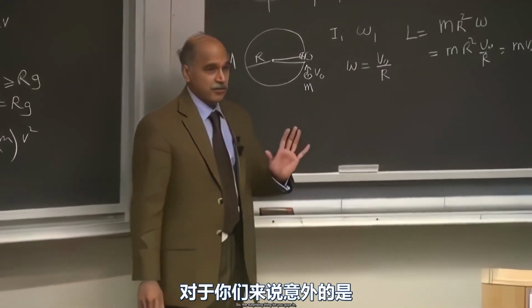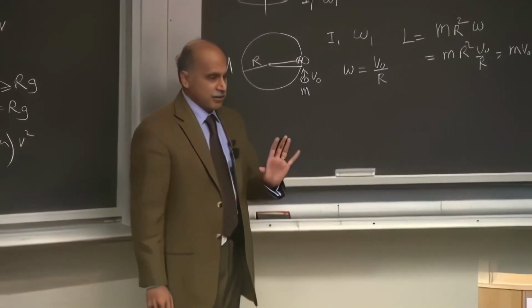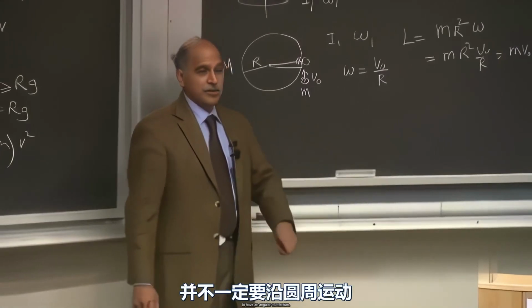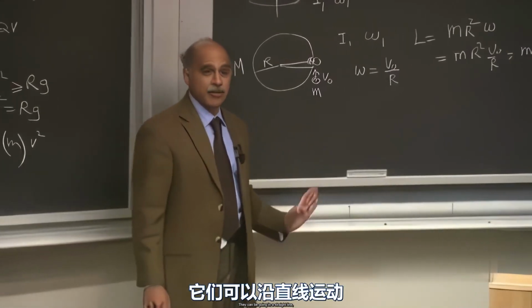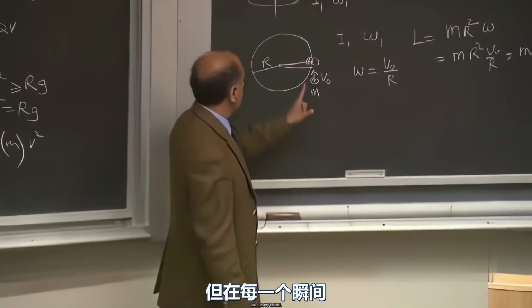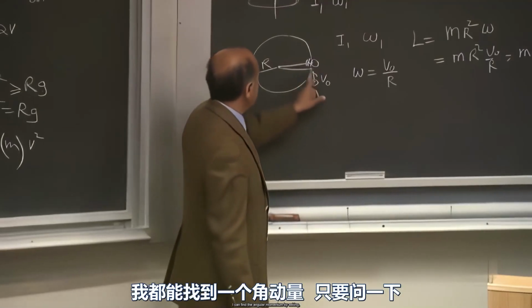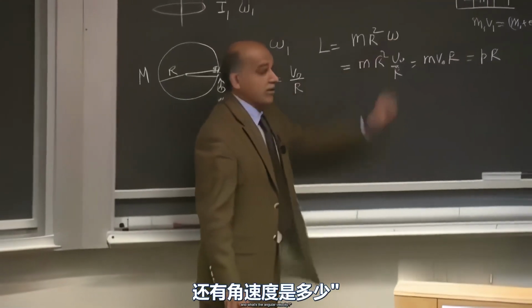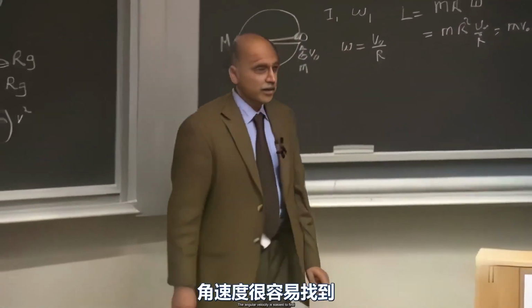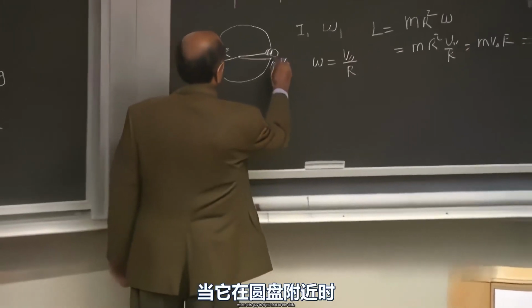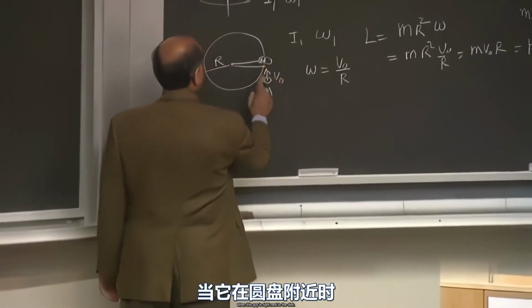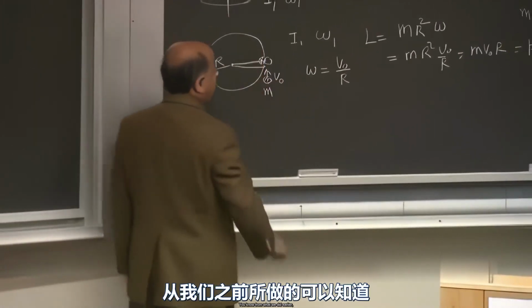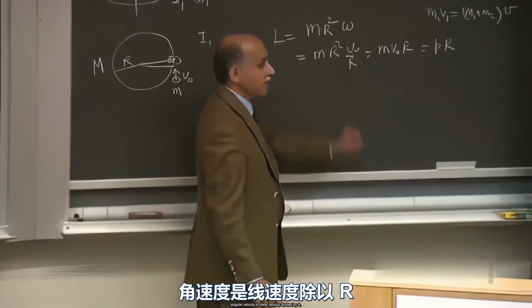So the surprising thing for you guys is things don't have to be going around a circle to have an angular momentum. They can be going in a straight line, and at every instant, I can find the angular momentum by asking what's the moment of inertia, namely m r squared, and what's the angular velocity. The angular velocity is easiest to find when this guy is right next to the disk. Then you know from what we did earlier, angular velocity is linear velocity divided by r.